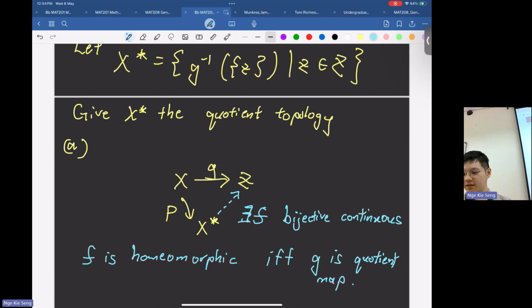How do we form this X star? Using G actually. X star is formed using G. Just that this G inverse might not be open. If it is open in the set X, it means that G is a quotient map. So it might not be open. Just that we identify the inverse images together under the space here. Does it make sense?